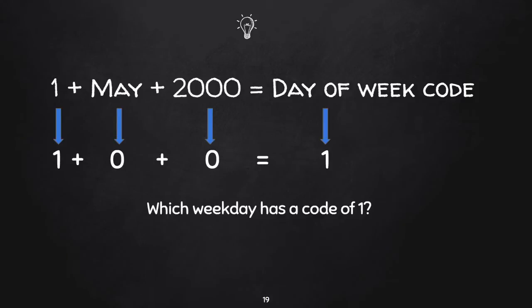The code for month is 0 and the code for 2000 is 0. So our formula becomes 1 plus 0 plus 0, which is simply equal to 1. Now which weekday has code of 1? From the mnemonic we remember that one day is Monday. So 1st May 2000 fell on Monday.